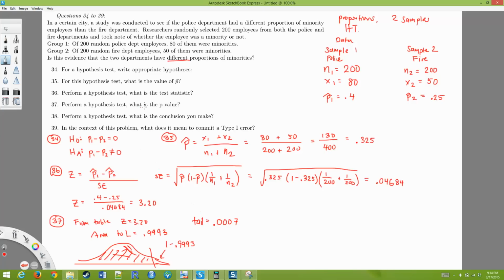And now, is my p-value 0.0007? No, I have to double it, because my alternative hypothesis has a not equal sign. So the p-value is double my tail area: p-value is equal to the tail area times 2. So my p-value is equal to 0.0014.